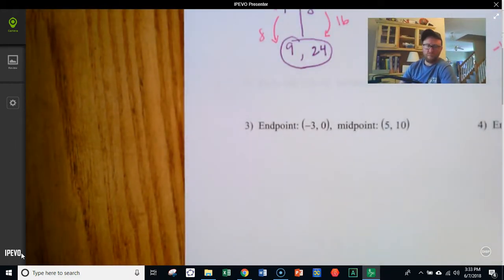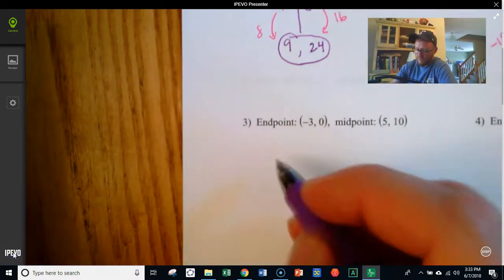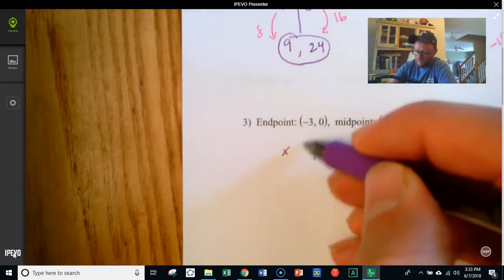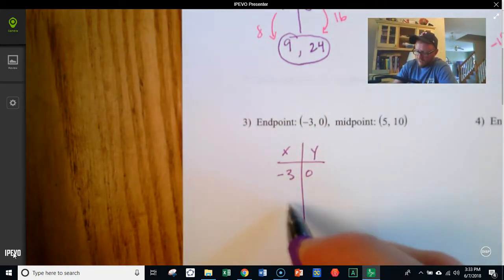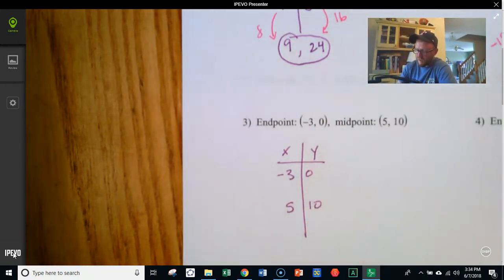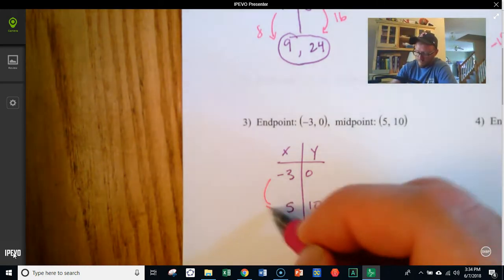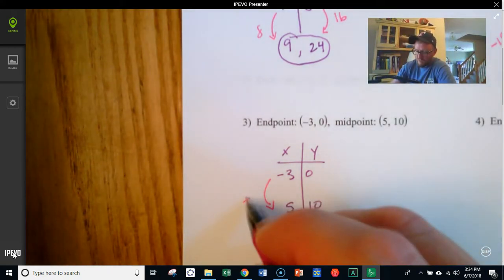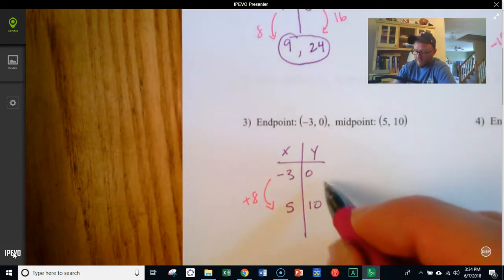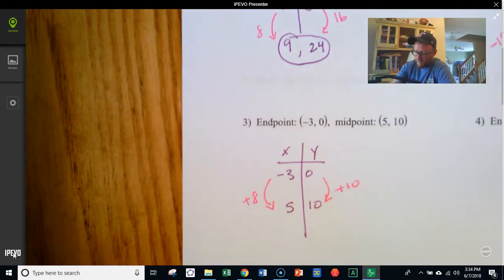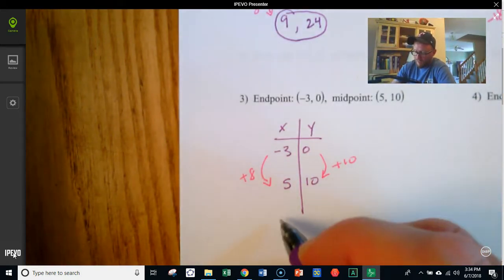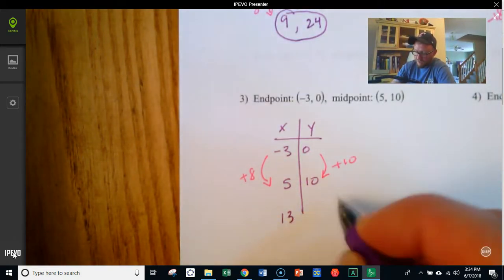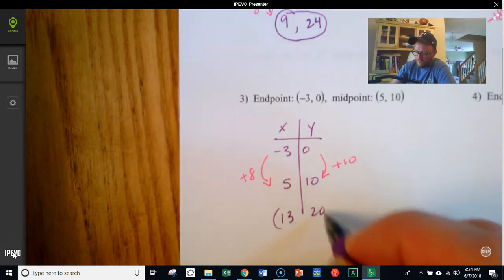Okay, we've got our XY coordinates here. The endpoint is -3, 0. The midpoint is 5, 10. So from -3 to 5 is plus 8, and from 0 to 10 is plus 10. So if I go up another 8, I get to 13, and up another 10 gives me 20.